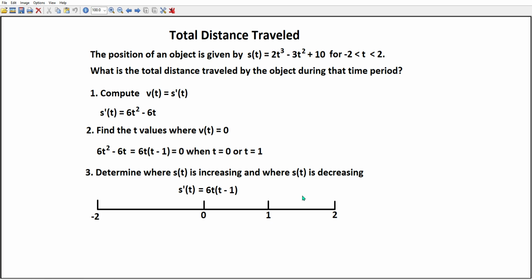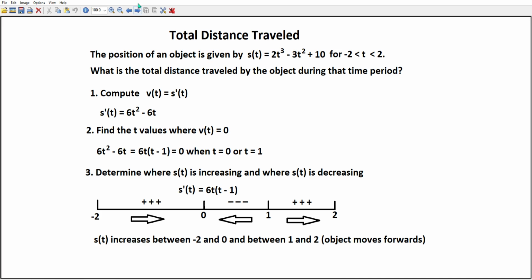So when t is bigger than 1, both of these terms are positive, and we get positive for s prime of t. Between 0 and 1, 6t is positive, but t minus 1 is negative, so that product is negative. And then over here, between 0 and minus 2, both of these terms are negative, so the product is positive. And we conclude here, positive means going forward, negative means going backwards.